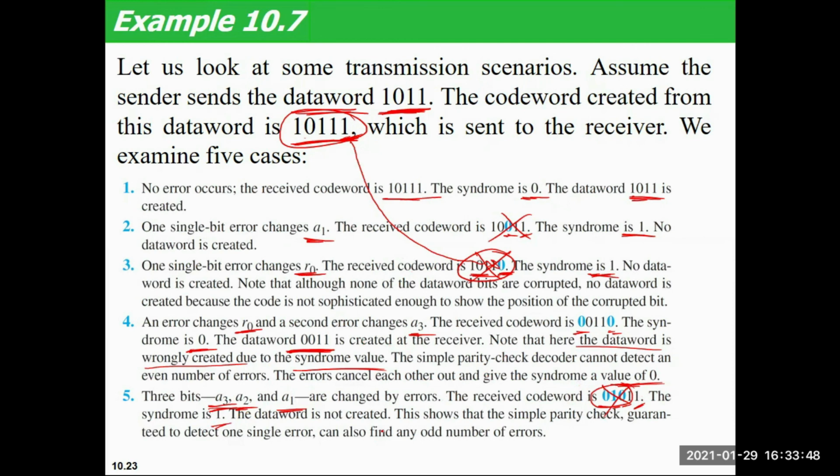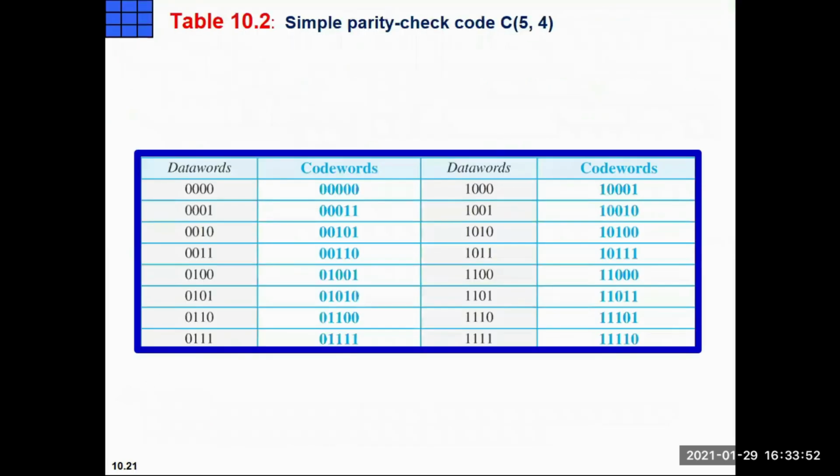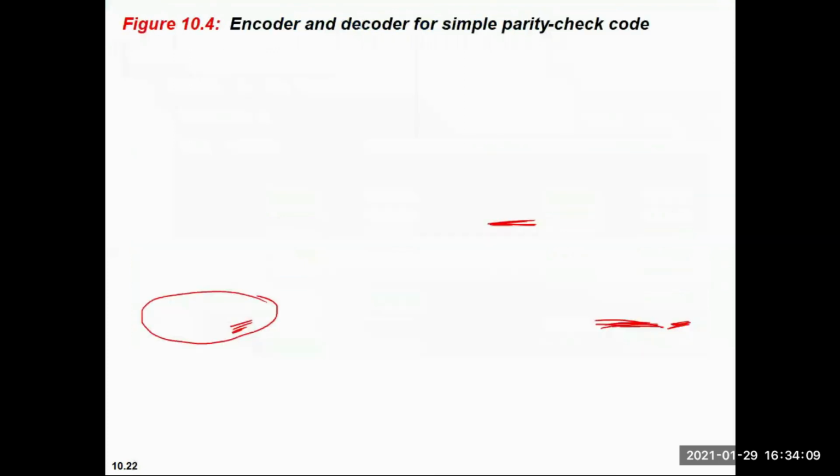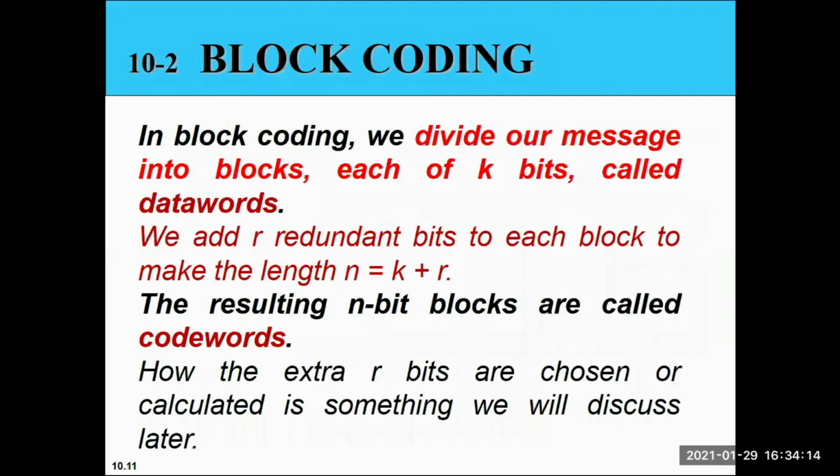So by seeing these cases, you can see that in a simple parity code, you can detect only an odd number of bit changes. Whenever the number of bit changes is even, you won't be able to detect it. And this is all about block coding.